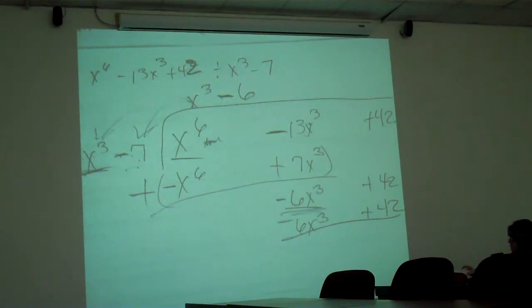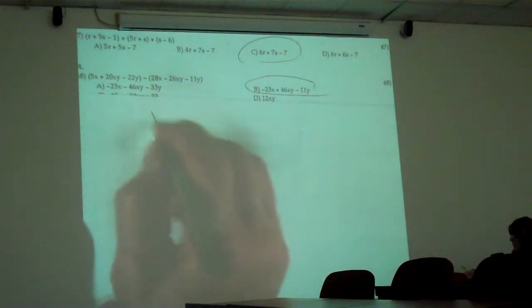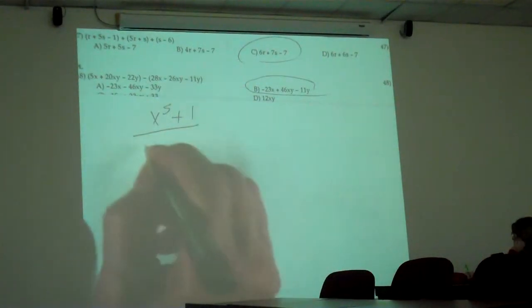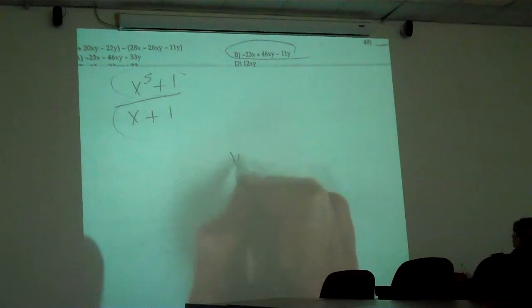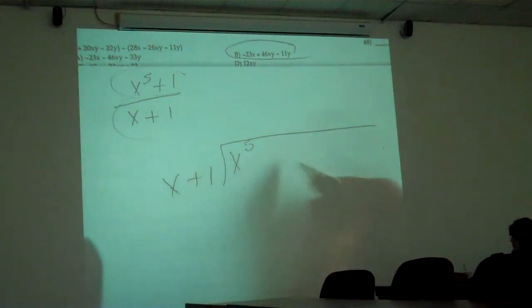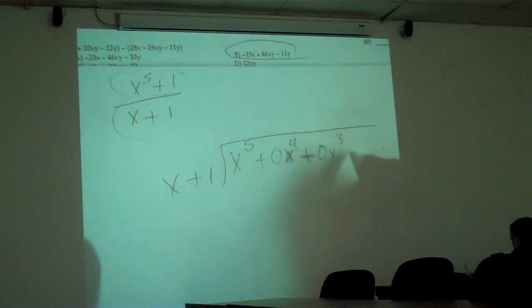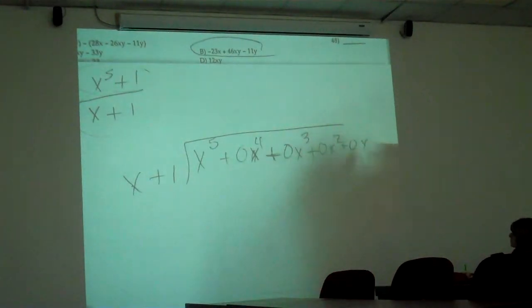Why don't we do number 33? 33 has missing terms that you need to actually put in there. You have x to the 5 plus 1 over x plus 1. So you're doing this divided by this. So you have x to the 5 plus 1, you're dividing by x plus 1. Let's put our terms we don't need in there, or that we don't have, our missing terms. No x cubeds, no x squares, no x's, and we do have a 1.